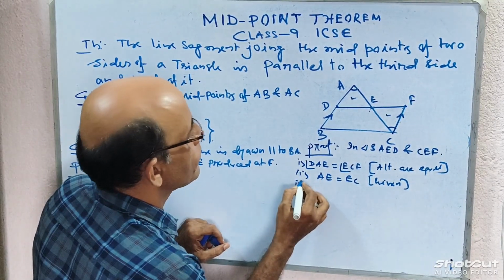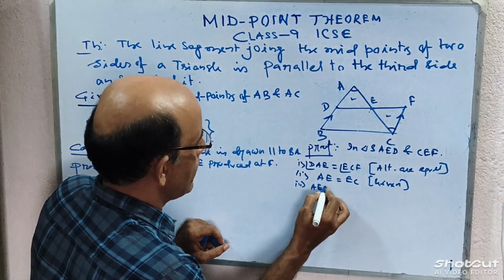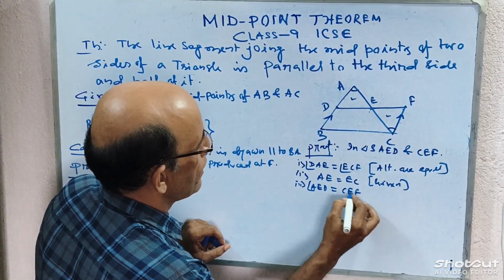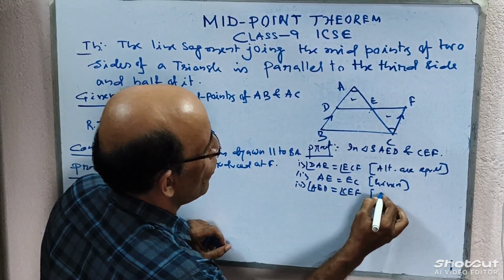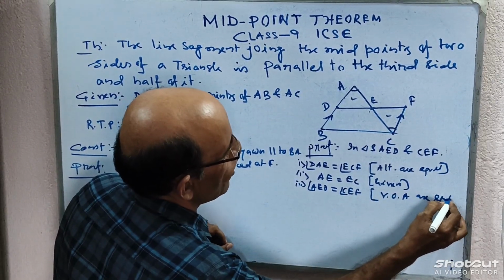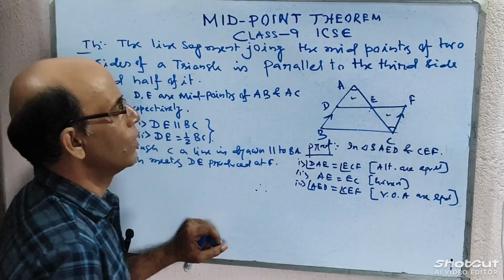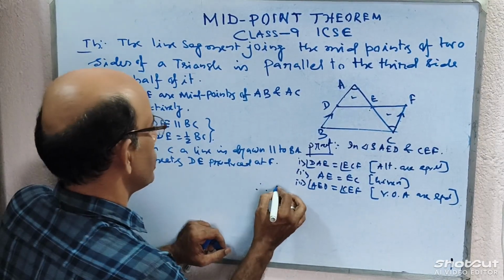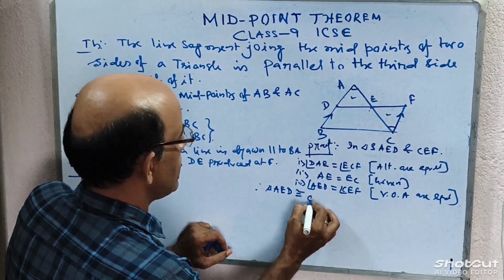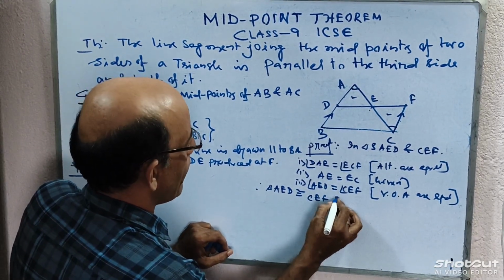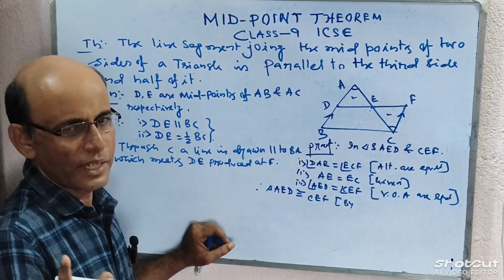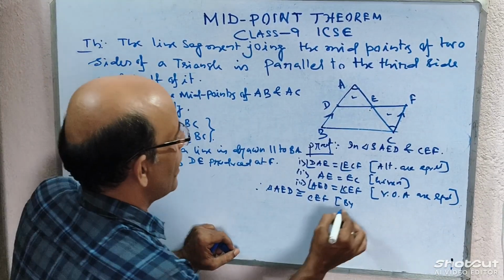Number 3, angle AED is equal to angle CEF, as vertically opposite angles are equal. Therefore, triangle AED is congruent to triangle CEF by which congruency? The previous class was about congruency.